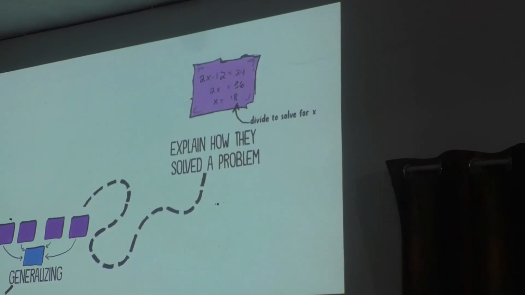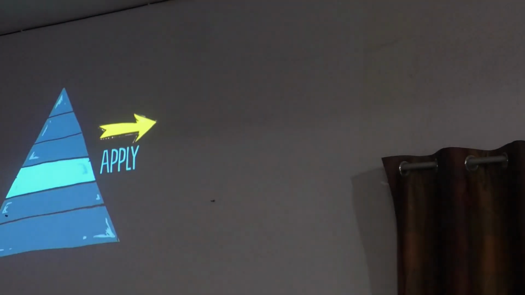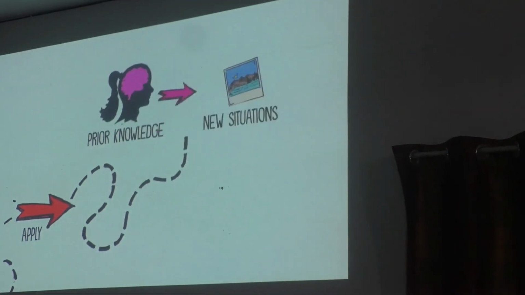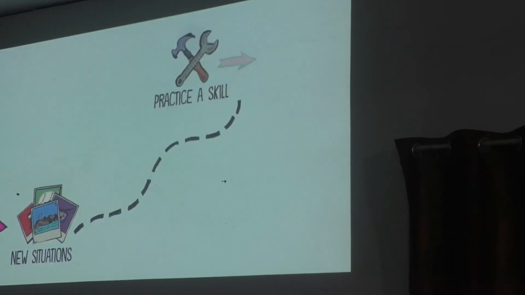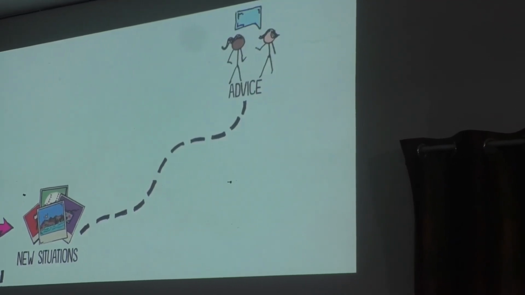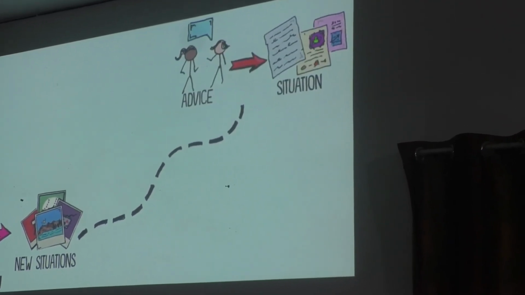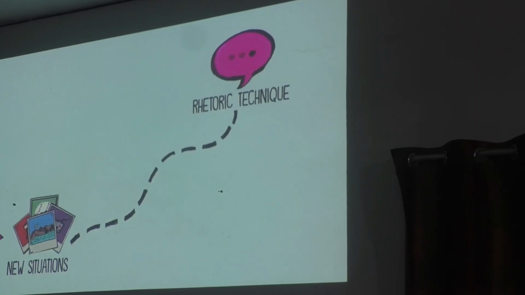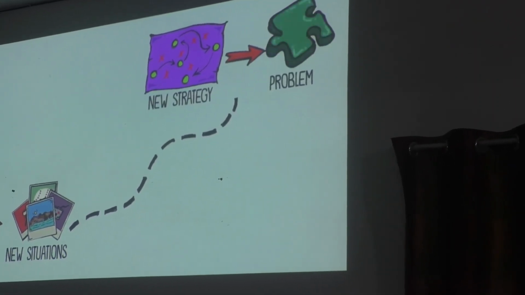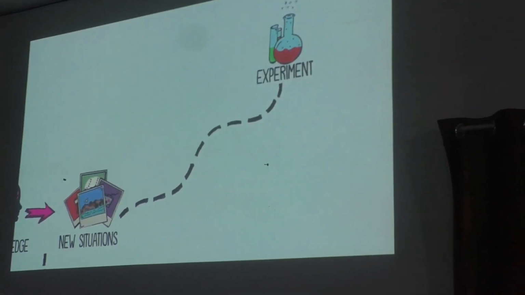Which leads to the next phase, which is apply. Here, students use prior knowledge in a new situation. They might involve practicing a skill in a new context, or students might provide advice in a given scenario. They might use rhetoric to improve a technique in speech, apply a strategy to a new problem, or carry out a test in a science experiment.